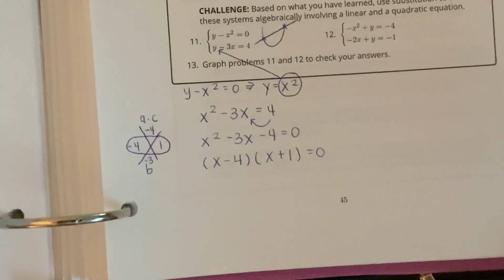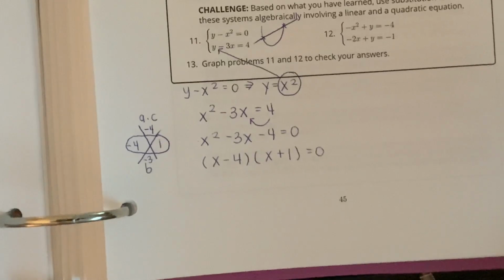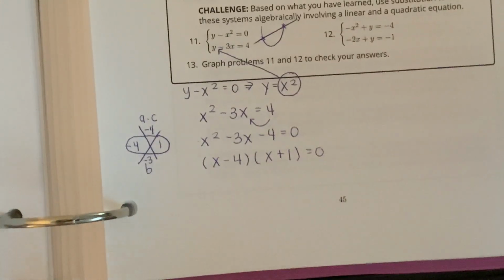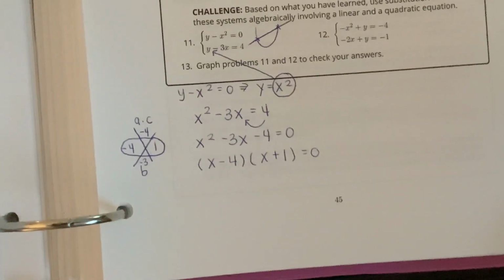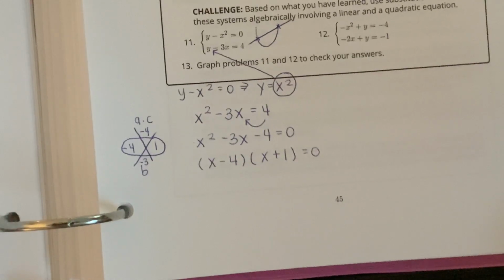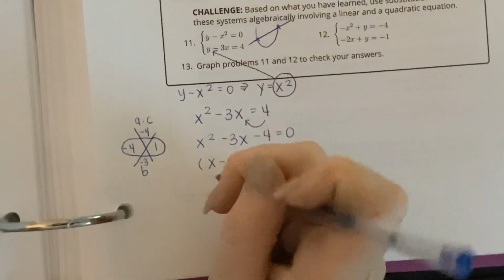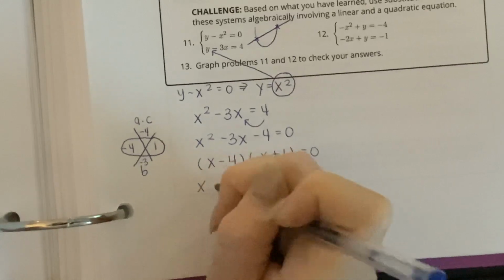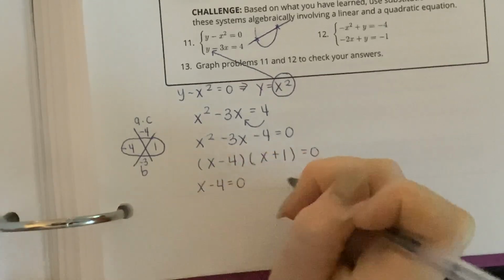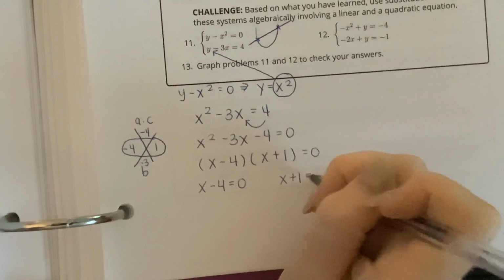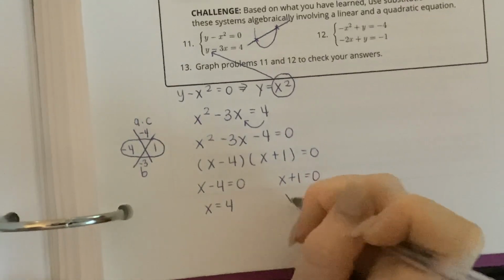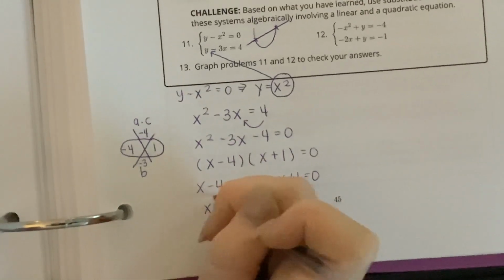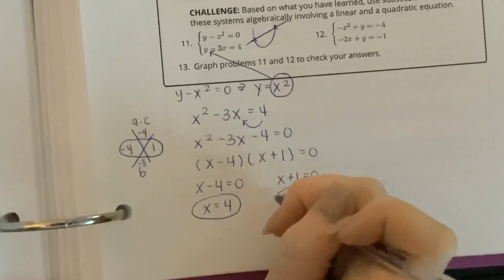If your a value is not 1, that's when you can use what I set up on the review, where I showed you how to use it, doing grouping or something like that. It kind of just depends. So you have that. Then if you want to solve for what x actually is, you're going to say x minus 4 equals 0, and you're going to say x plus 1 equals 0. And so then x has to equal 4, and x has to equal negative 1. So those are your two x values to start.